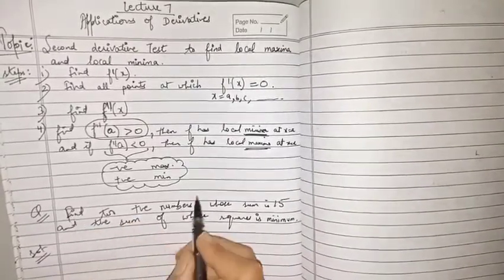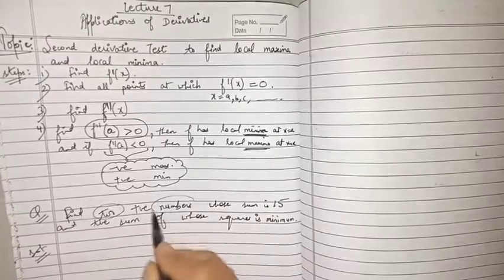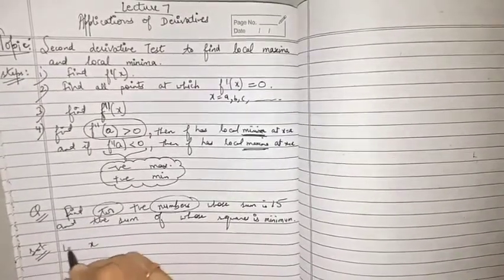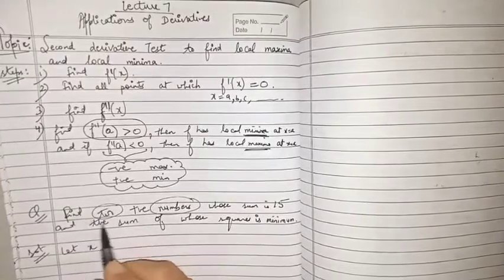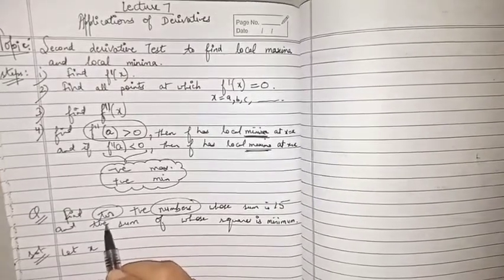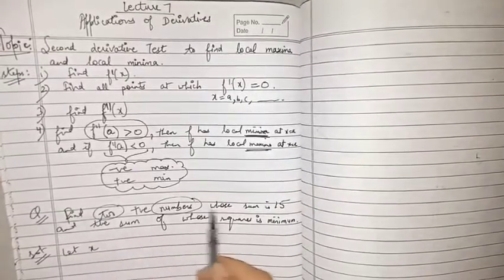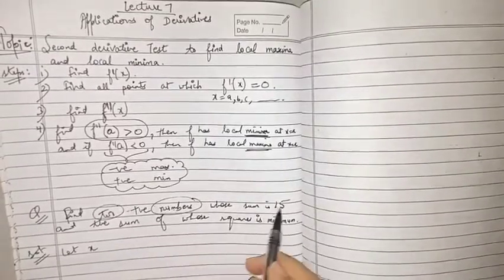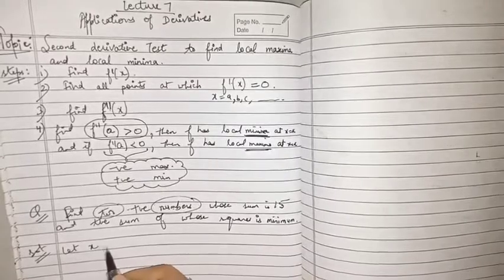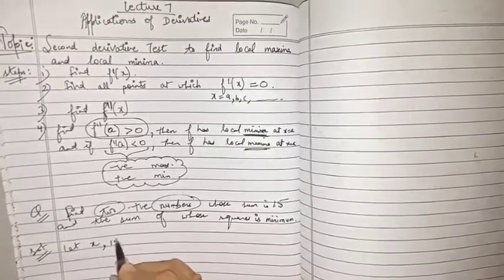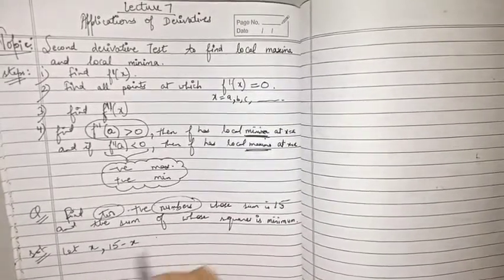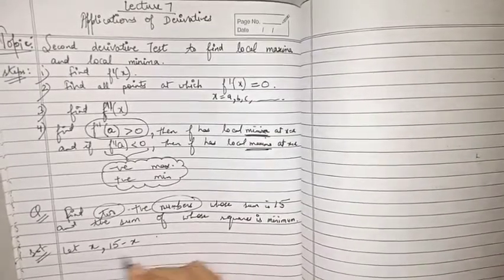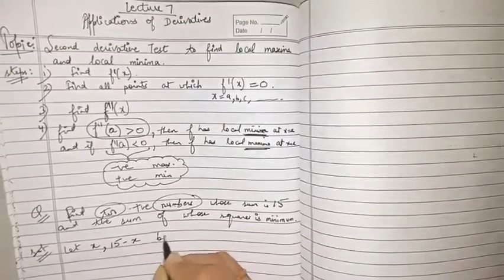We need to find two numbers. Let us suppose the first number is x, and there is one hint from the question. Find two numbers whose sum is 15. When we add these two numbers, we get 15. So if x is the first number, the other number will be 15 minus x. So we can suppose these two numbers to initiate the question.